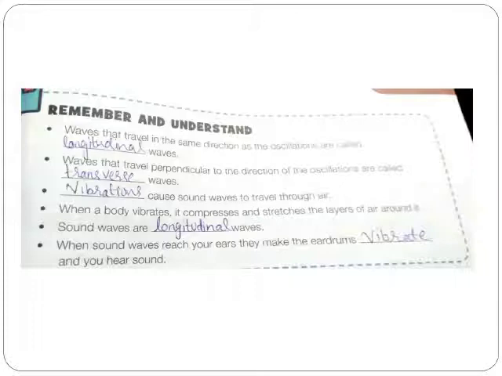Vibrations cause sound waves to travel through air. When a body vibrates, it compresses and stretches the layer of air around it. Sound waves are longitudinal waves. When sound waves reach your ears, they make the eardrum vibrate and you hear sound.